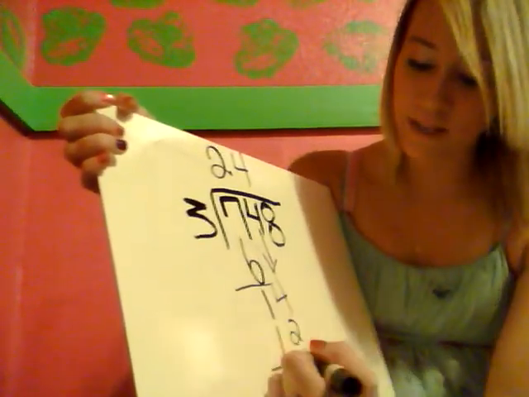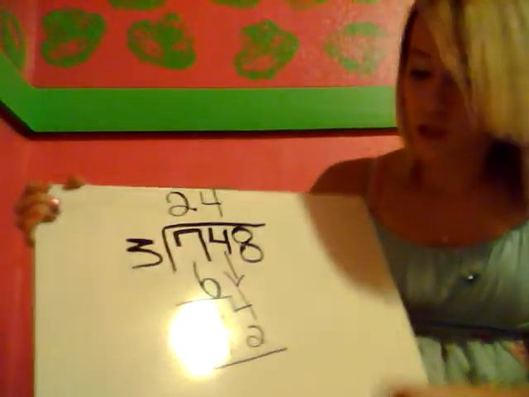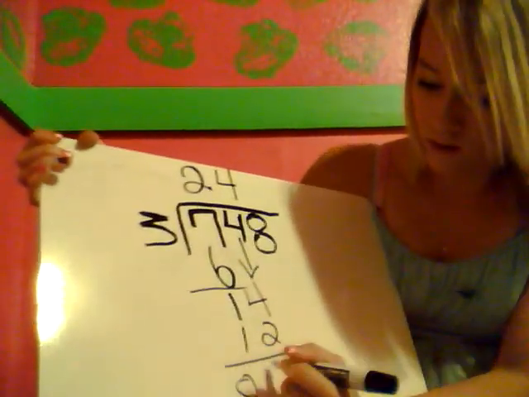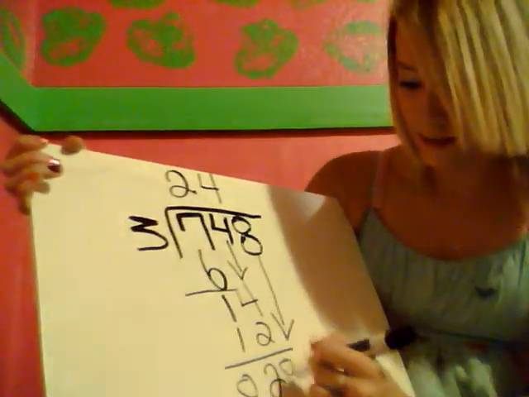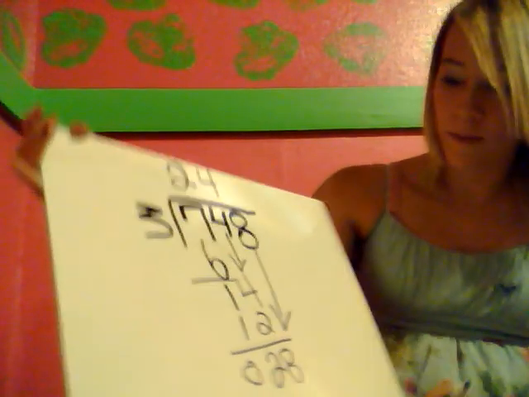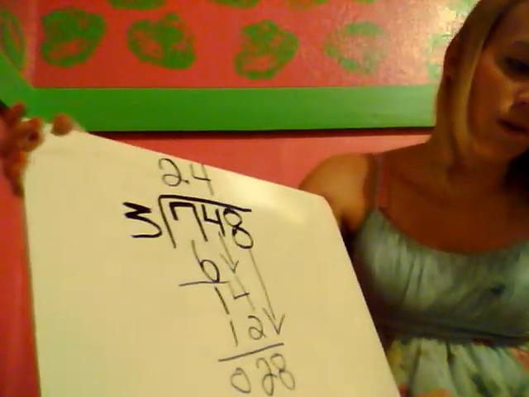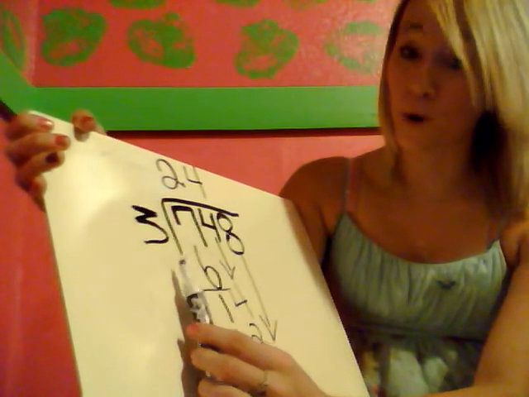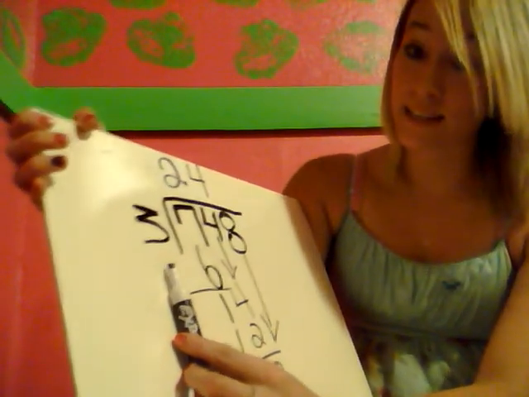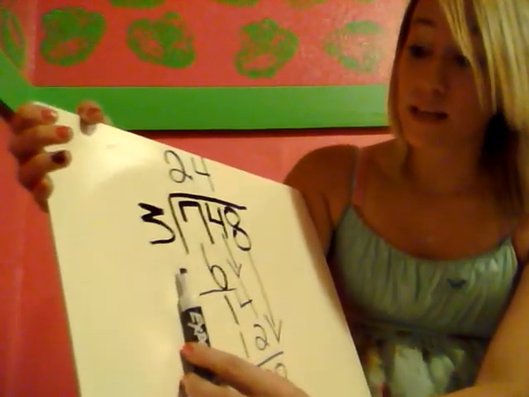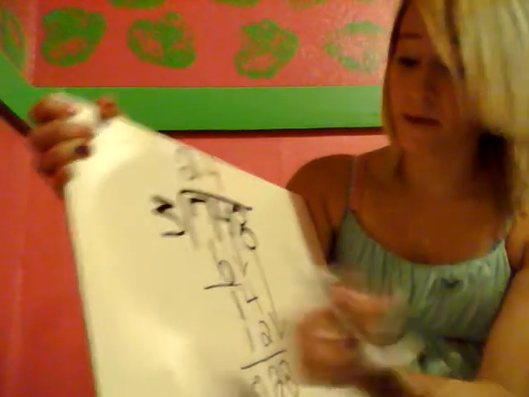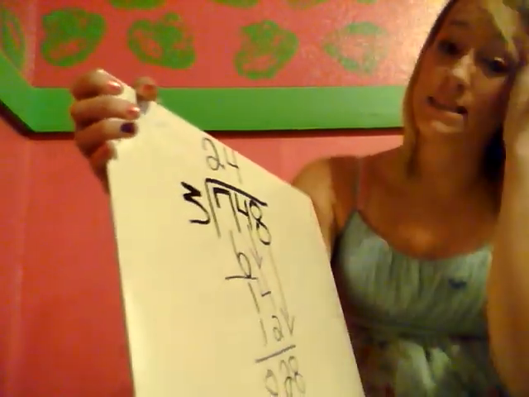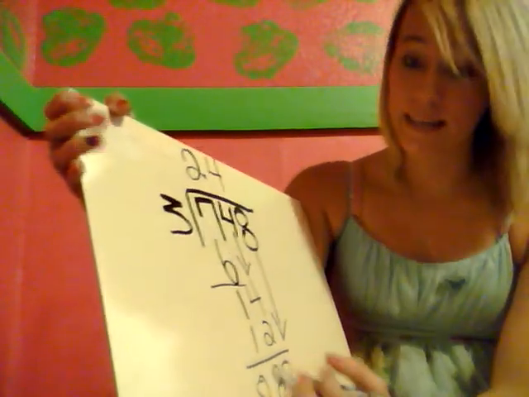You subtract 14 minus 12, which is 2. And you would bring down the 8. The last step on this is 3 times what will give you 28. Well, 3 times 8 is 24. 3 times 9 is 27. So 3 times 9 would be it because it's the closest one that's less than 28.